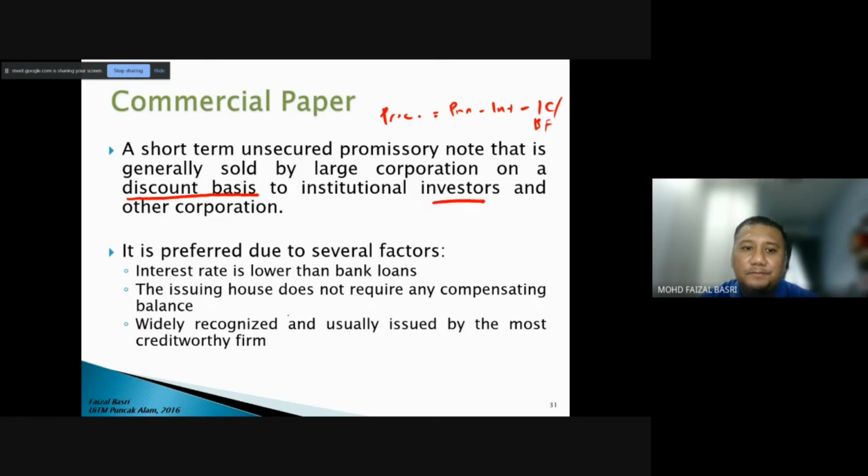Okay, so why do companies like to use commercial paper? Number one, usually the rate is cheaper than the bank loans. Usually, commercial paper will be cheaper as compared to bank loans. Number two, you don't have to keep a CB requirement. With banks, sometimes they ask you to keep a compensating balance, but for this transaction, there will be no CB. And this is widely recognized and used by most creditworthy companies. So big companies, big corporations can use commercial paper.